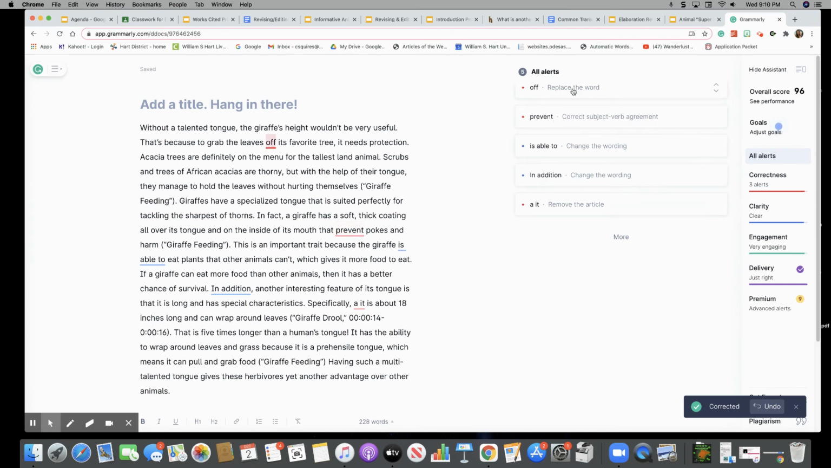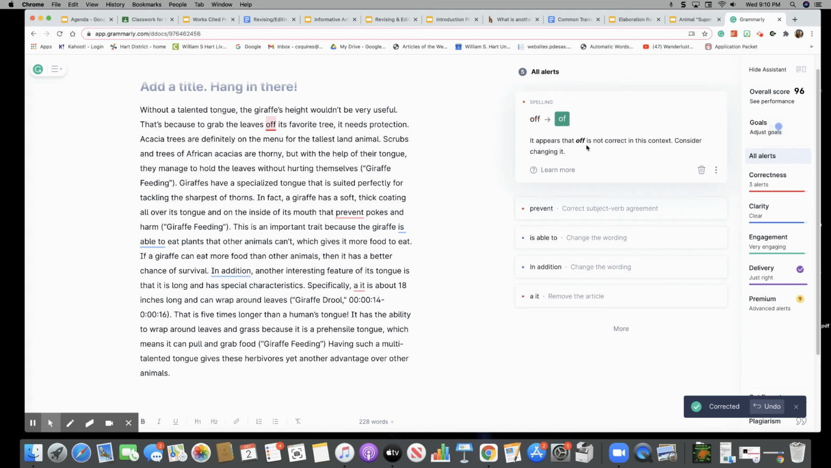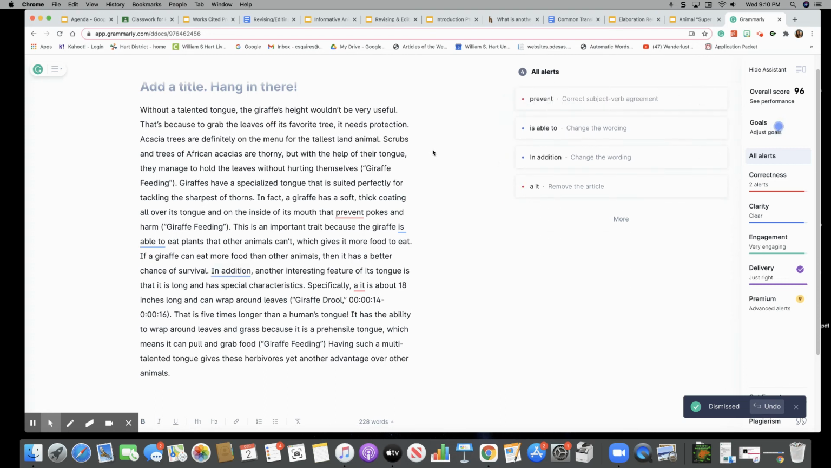It wants me to replace the word. It appears that "off" is not the correct word to use. "Leaves off its tree." Well, it wouldn't make sense to say "of its tree." So no, I'm going to trash that one because that doesn't make sense.